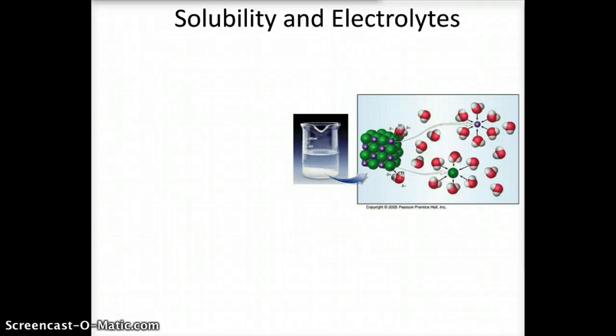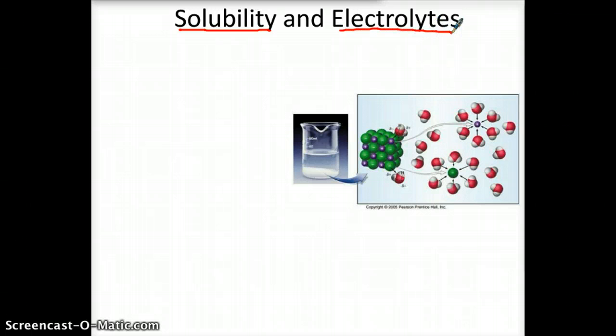So we've covered some of the main concepts of stoichiometry, and all of those concepts apply to chemical reactions. Now, the majority of chemical reactions in the universe occur in solutions, when substances are dissolved in water. So in order to really understand these reactions, we need to review the concepts of solubility and electrolytes.